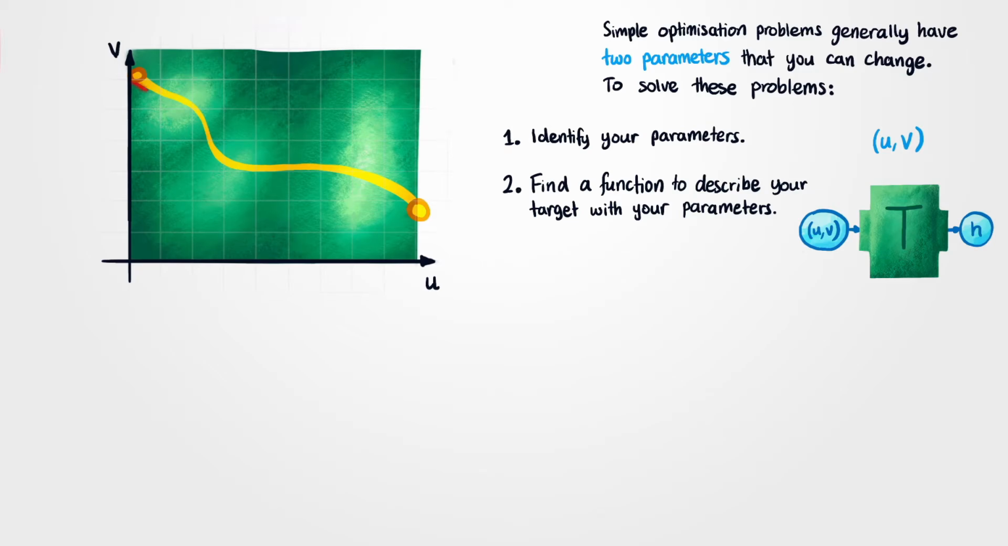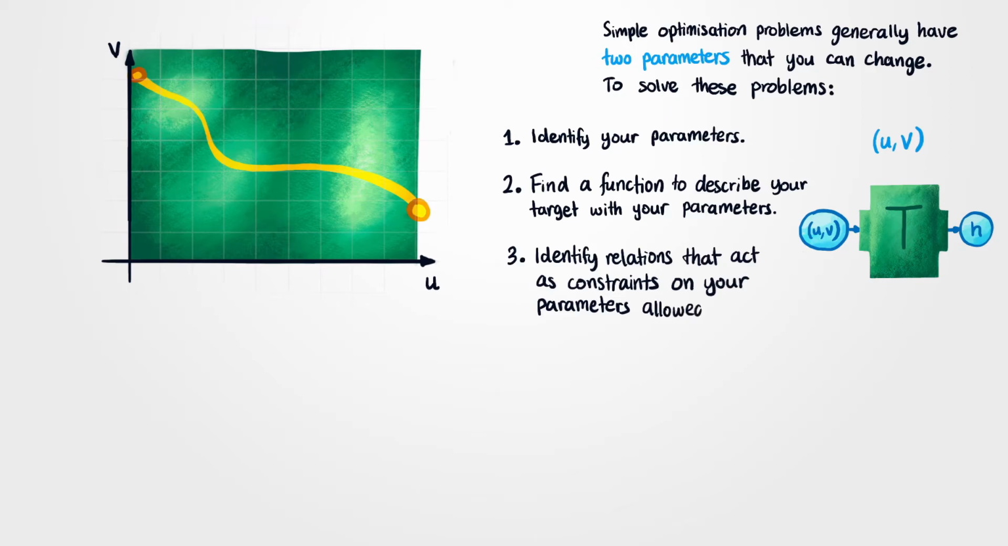Okay, so suppose this path over here represents your constraint. The idea is, rather than talking about finding the highest point on the whole map, we want to find the highest point that we visited as we walked along this path.